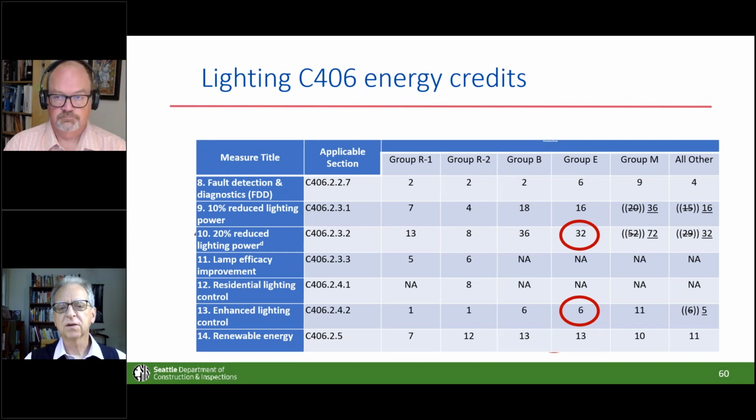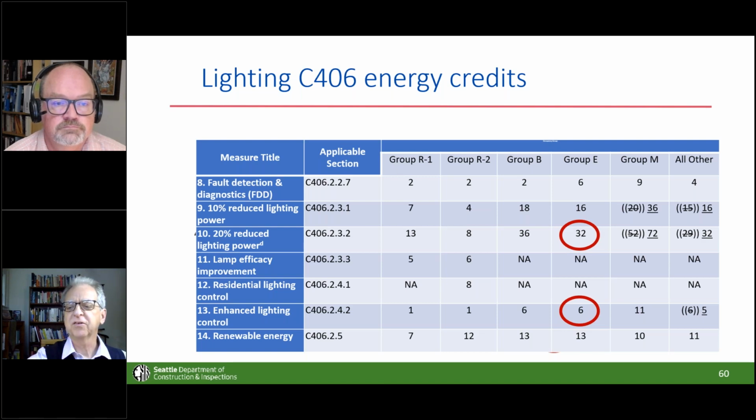For lighting in particular, I've circled a couple of those in that same column. Remember, you need 53 altogether. So that 20% reduced lighting power that every single one of Shaun's designs that you saw easily passes gets you 32 of those 50-something credits. Enhanced lighting controls, which I think some of the other things that Shaun just showed you, gets another 6.